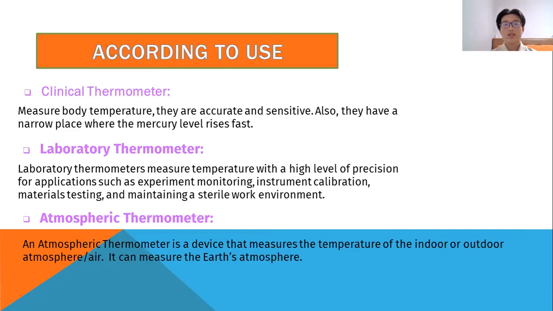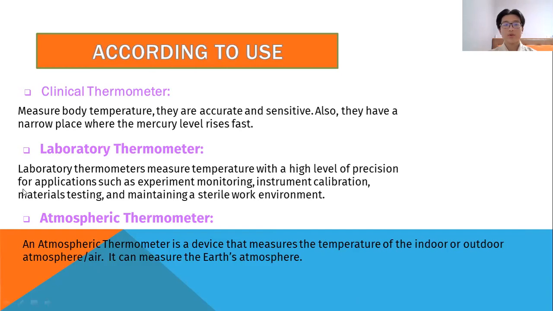Now we are going to discuss the different types of thermometer according to their use. There are 3 types of them. First, the clinical thermometer. The clinical thermometer measures the body's temperature, so it is used for measuring the human body temperature. They are accurate and sensitive. Also, they have a narrow place where the mercury level rises fast.